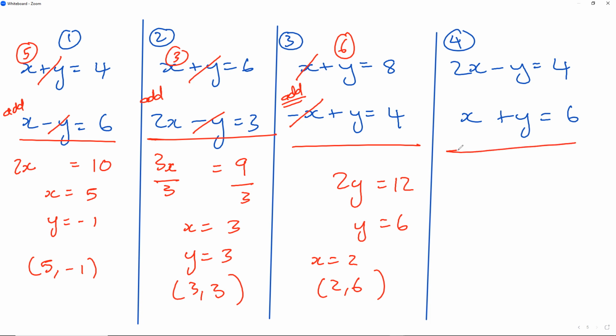For the next one, if I add, 2x plus x becomes 3x. Y plus y cancels out. 4 plus 6 equals 10. 10 divided by 3 will be x.